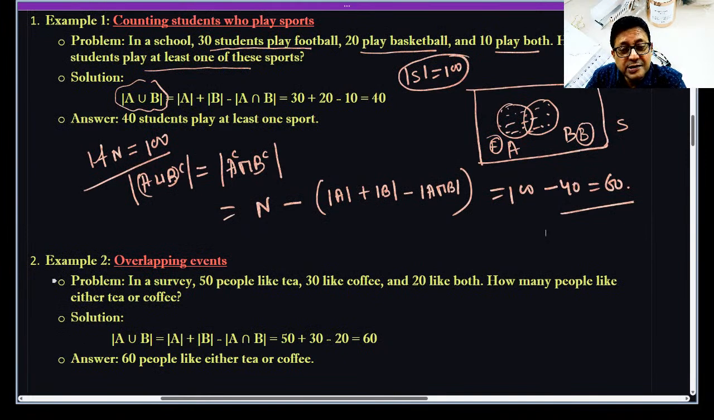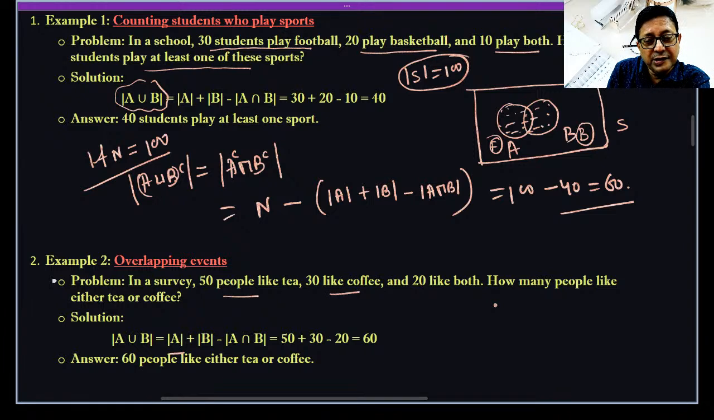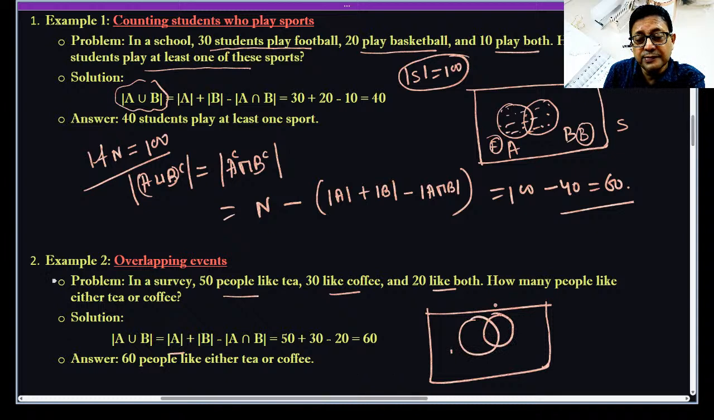Then overlapping events. Like the previous one, 50 people: 30 like coffee, 20 like both. How many people like either tea or coffee? The same way as the previous one, cardinal number of people who like tea, people who like coffee, and from there we subtract the intersection, because again I am telling you this is taken twice. Okay, this is for coffee and this is for tea.